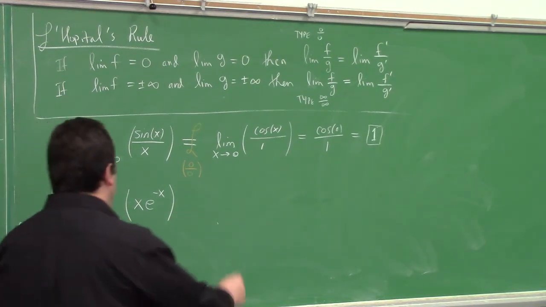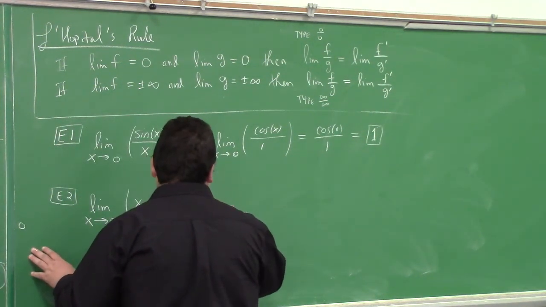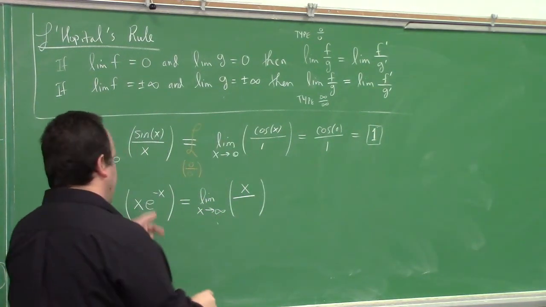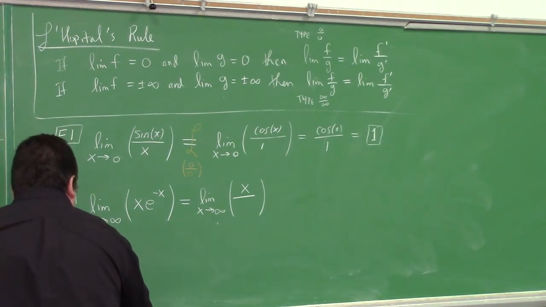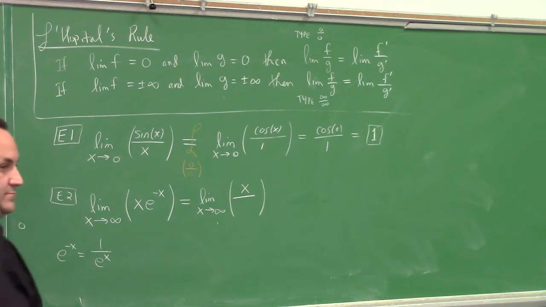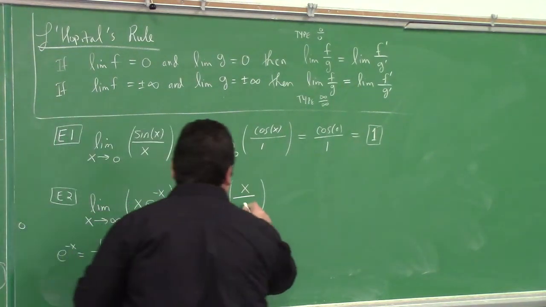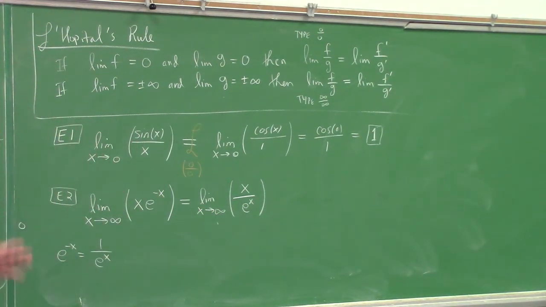So what can I do? You guys tell me the algebra here. I'm going to leave x upstairs, minding its own business. And what is e to the minus x equal to? It is equal to 1 over e to the x, right? So I can rewrite this as x over e to the x. And now, what happens as x goes to infinity? Well, certainly x goes to infinity, right? The numerator goes to infinity.